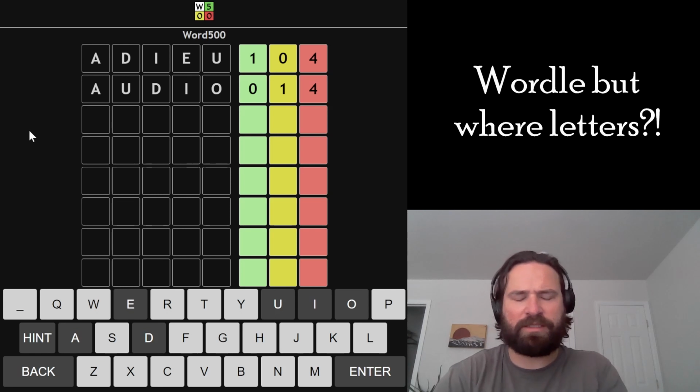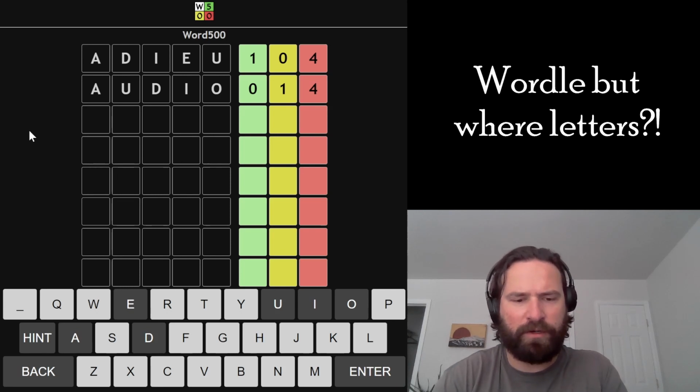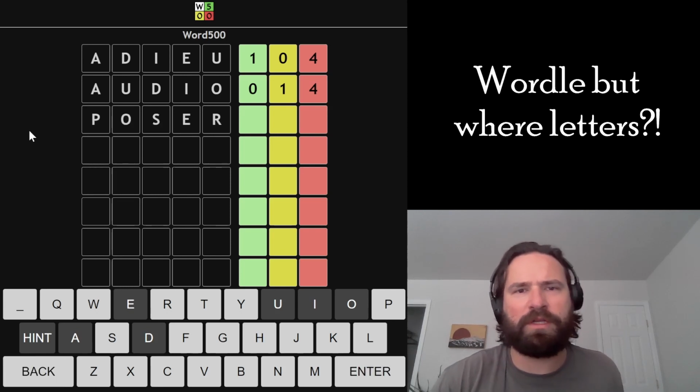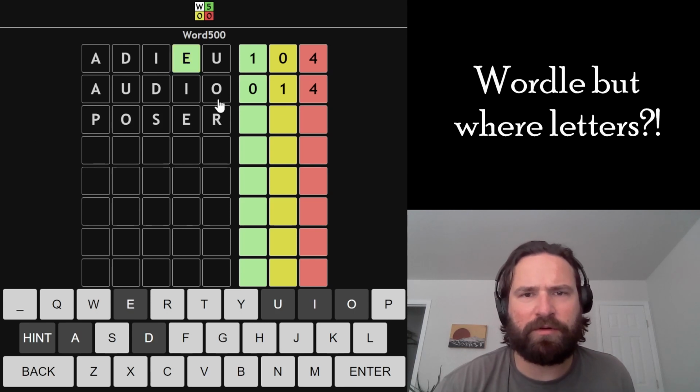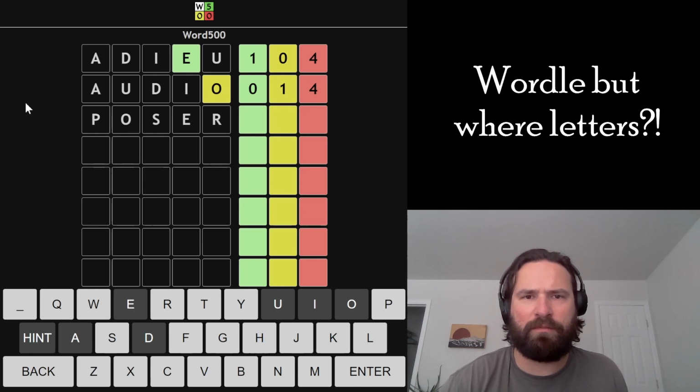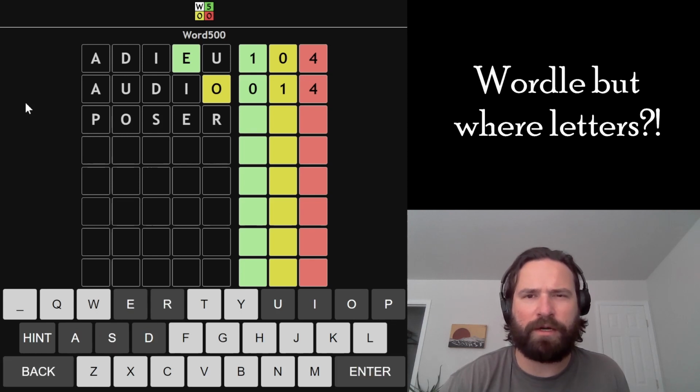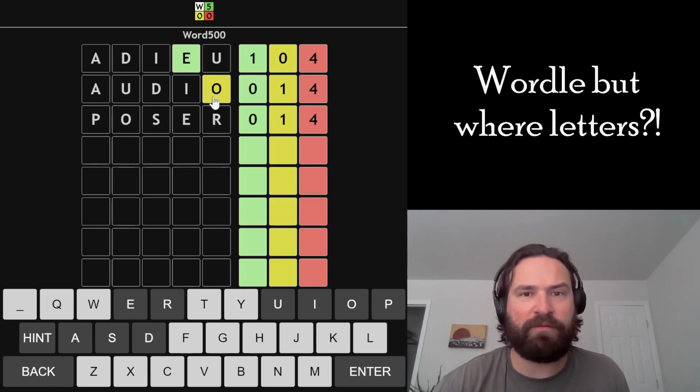So I think something like "cover", I think "poser" uses really good letters. So that would treat the E like the green here and the yellow as the O, and P, S, and R are all really good letters. So we only get one yellow. And like I was saying, if we don't have both of these letters, we can't have either one.